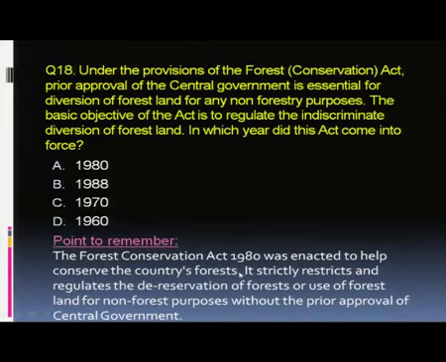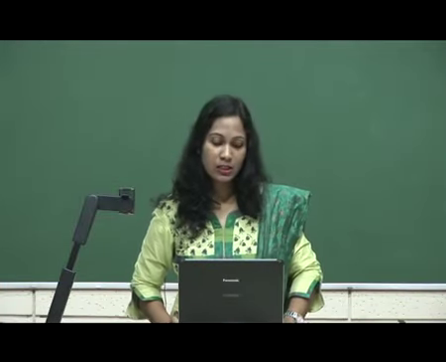This Act was given in 1980. It was enacted in 1980 and further amendments were made in 1988. It was enacted to help conserve the country's forest. It strictly restricts and regulates the de-reservation of forest or use of forest land for non-forest purposes without the prior approval of central government. This also gives us the guideline that there should be 33% land area covered by forest, but unfortunately, we have only 21% of our land presently as forest.